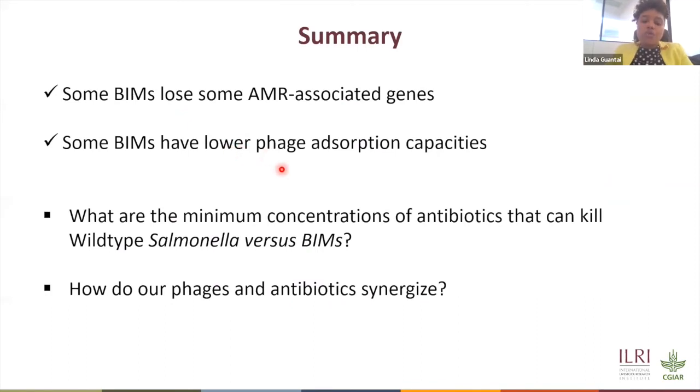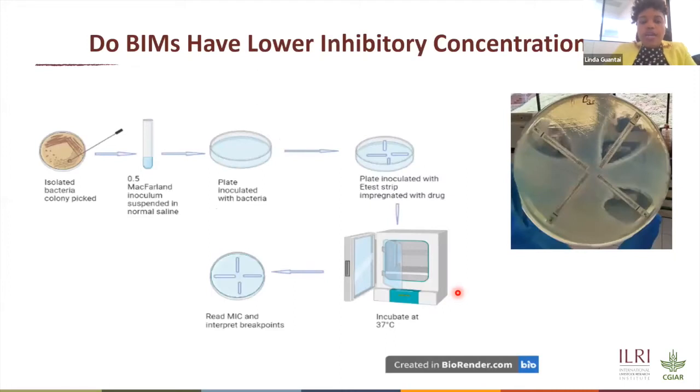So our next thing was to check what are the minimum concentrations of antibiotics that can kill the wild-type Salmonella versus the BIMs, and also to check how our phages and antibiotics synergize. So we carried out minimum inhibitory concentrations using E-test strips. As seen on the right is our work in the laboratory, and we could see some resistance in some antibiotics, some BIMs still.